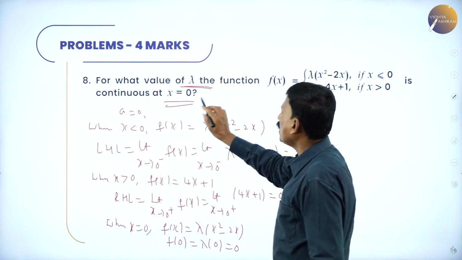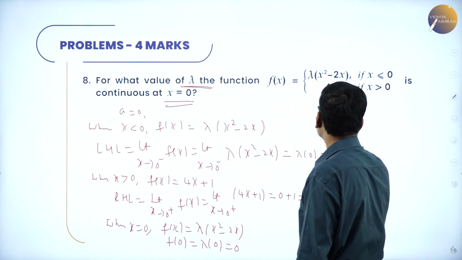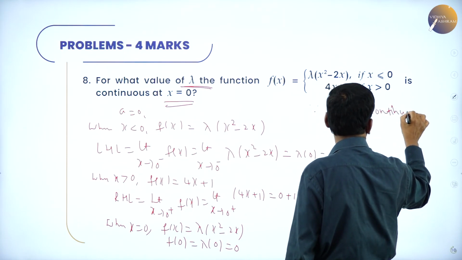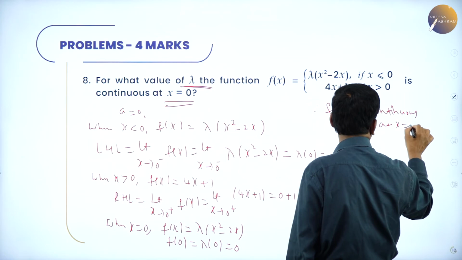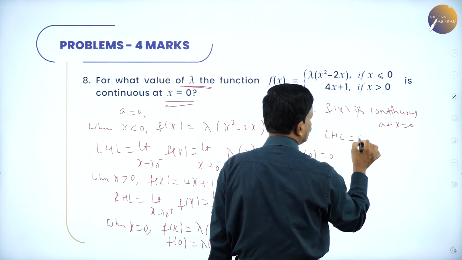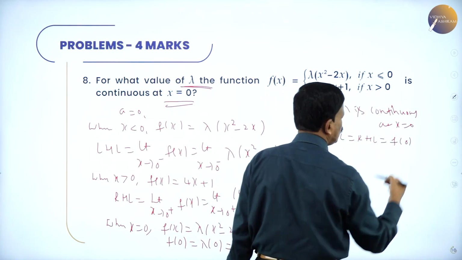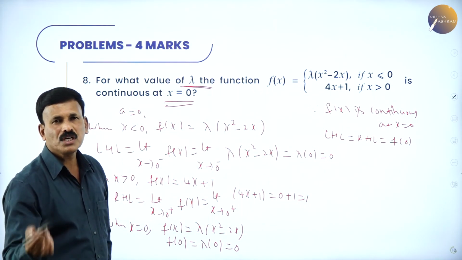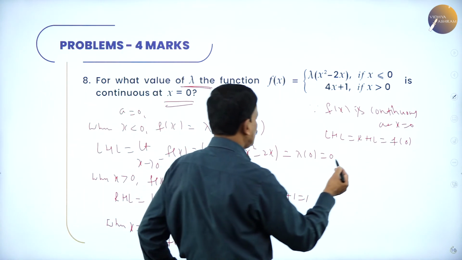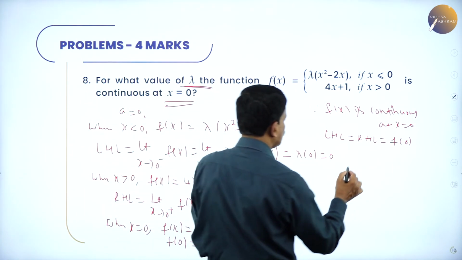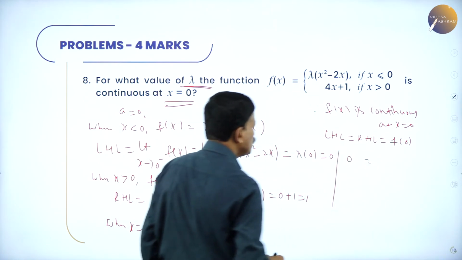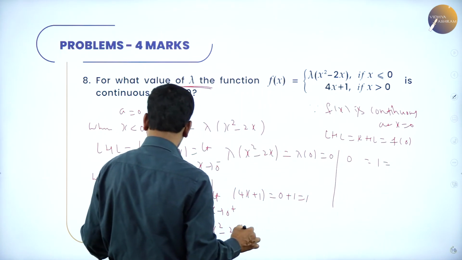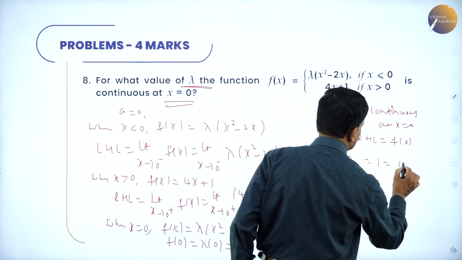So for what value of lambda is the function continuous? Since f of x is continuous at x is equal to 0, therefore left hand limit, right hand limit and functional value are equal. What is left hand limit? Left hand limit is 0. What is right hand limit? Right hand limit is equal to 1, and f of 0 is also 0.